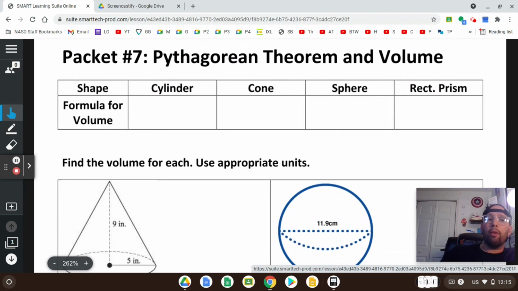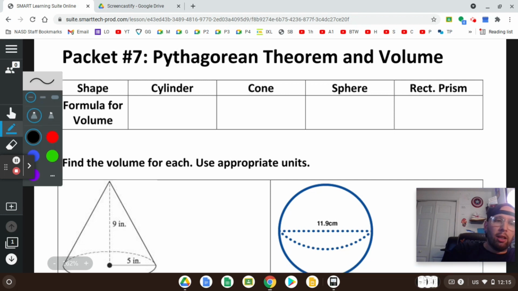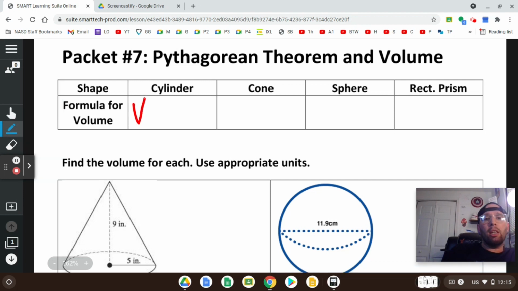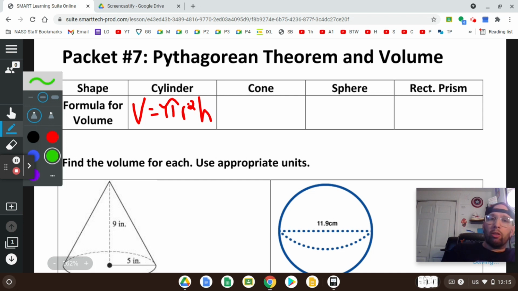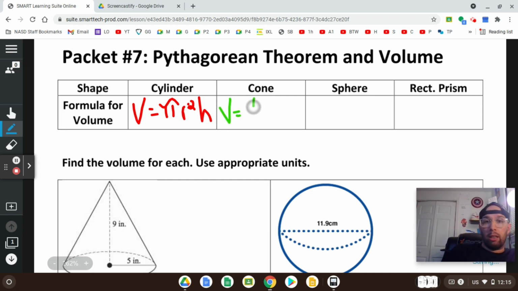Now let's talk about the volume formula for each of the major players. We have a cylinder, which is V equals pi r squared h. We have the cone, which is literally the same exact thing, except there's a third in front of it. What that means is if you have a cylinder and a cone that share all the same measurements, the cone is literally 1/3 of the volume, or the cylinder is literally 3 times bigger, as long as all the measurements are the same.